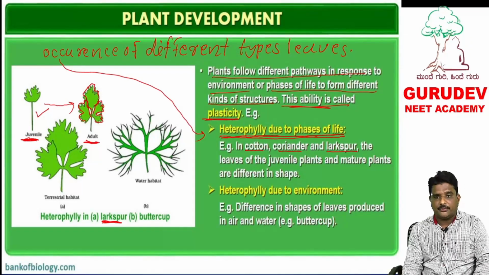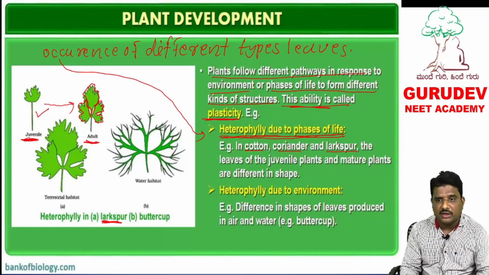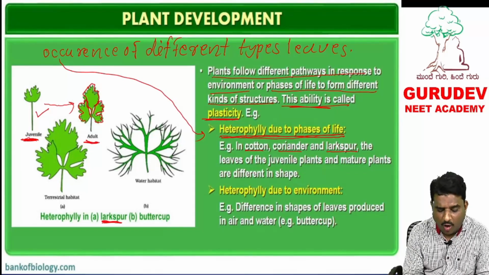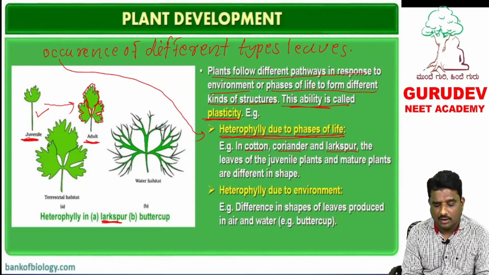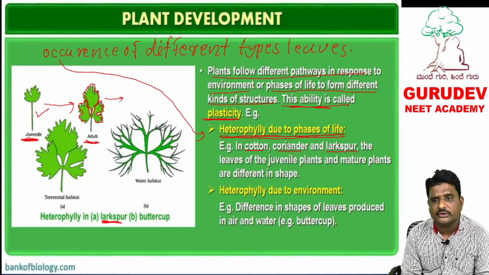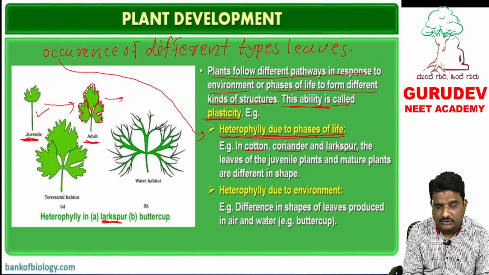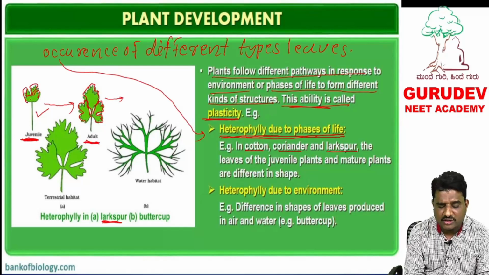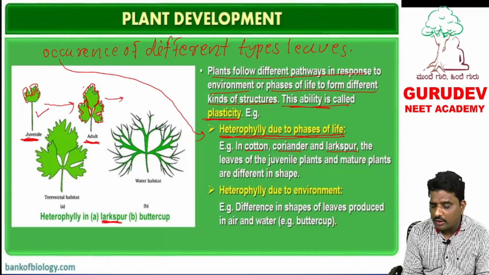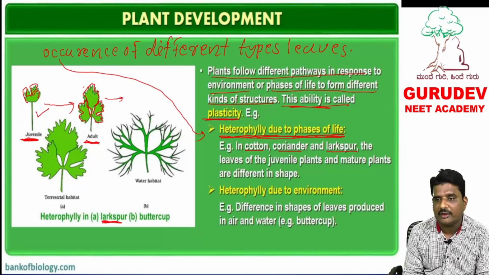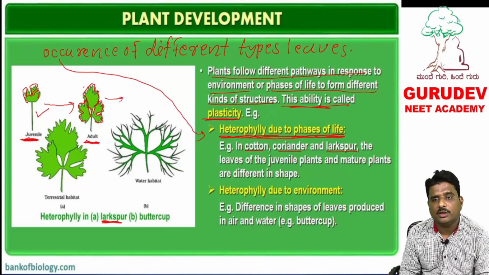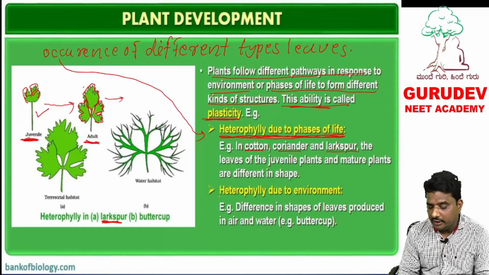A plant has phases of life: juvenile phase, adult phase, and reproductive phase. Three phases generally. Juvenile phase means the small, vegetative phase, then the adult phase, and then the reproductive phase, which has flowers. So here only two phases are taken, juvenile and adult. Observe the shape of the leaves in the juvenile stage and the shape of the leaves in the adult stage. Totally different. This is called heterophily due to phases of life.